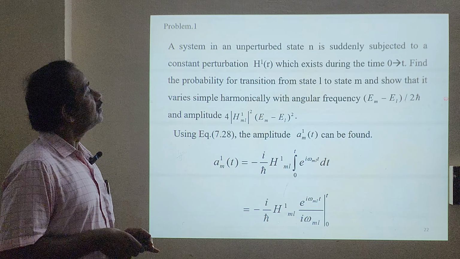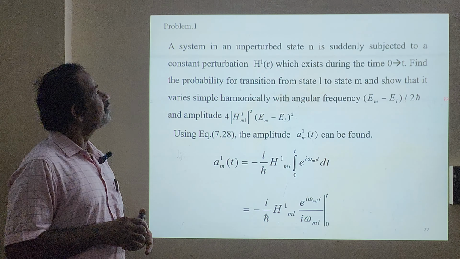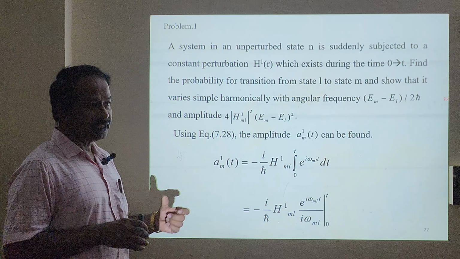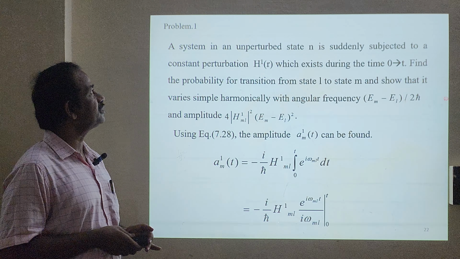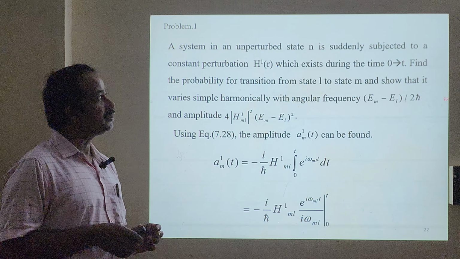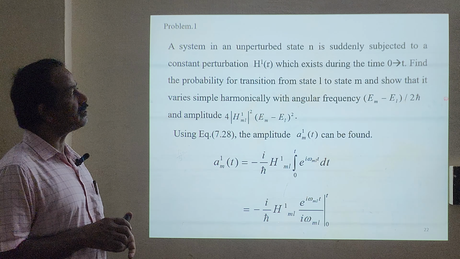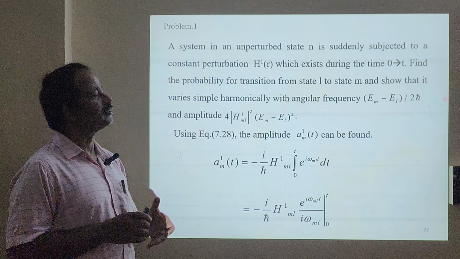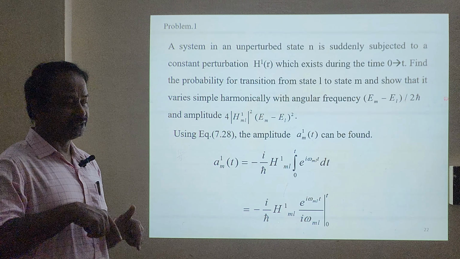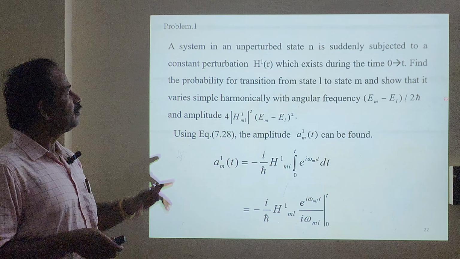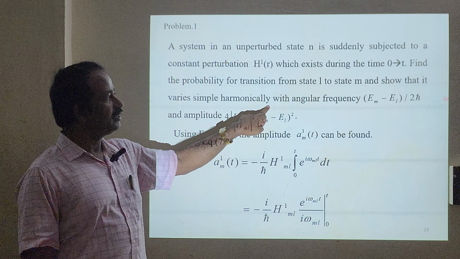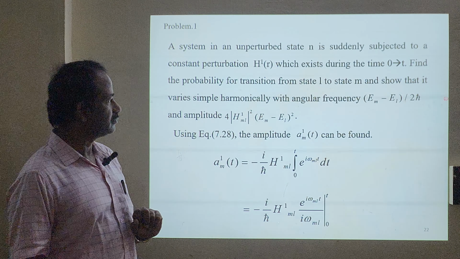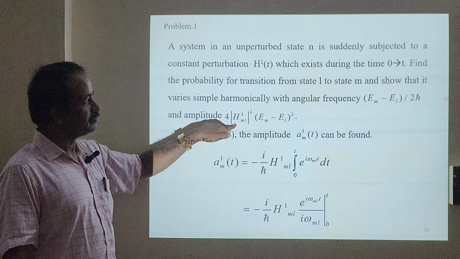Okay. Now we will go with problem 1. This is a related problem, and this problem is very important as far as CSIR examination is concerned. A system in an unperturbed state n is suddenly subjected to a constant perturbation H1 of r, which exists during the time 0 to t. Okay, so this is the condition. Find the probability for transition from state L to M and show that it varies simple harmonically with angular frequency given by this, and amplitude given by this.